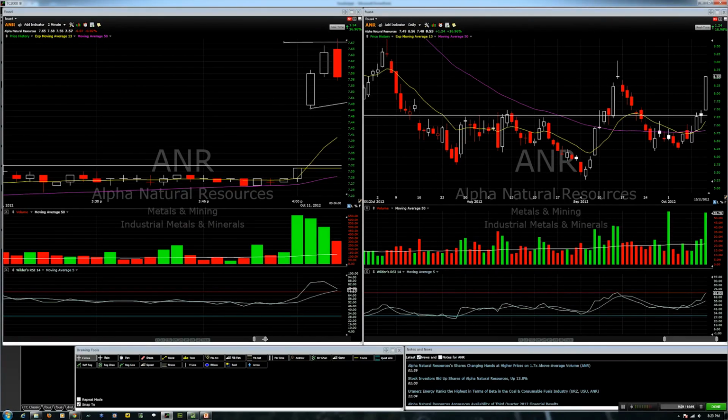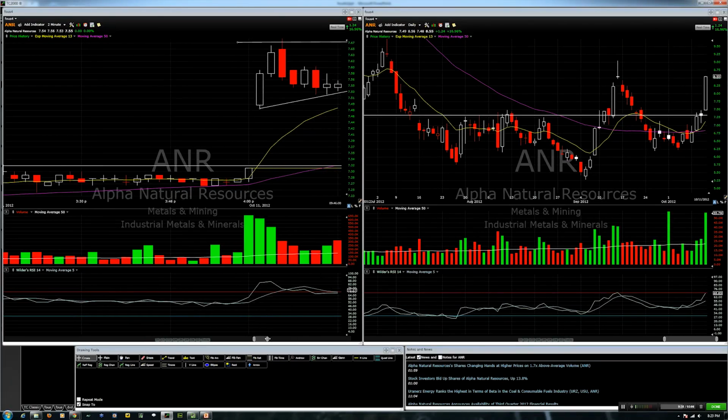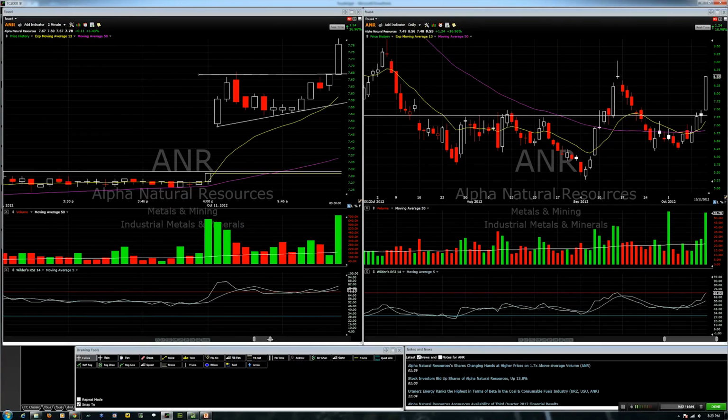Wait for the pattern to form. Don't just buy into a stock because it's all of a sudden gapping open. It's key to wait for that pattern to form before you really know what's going on with the stock. And here on ANR, there's the breakout, the F pattern.